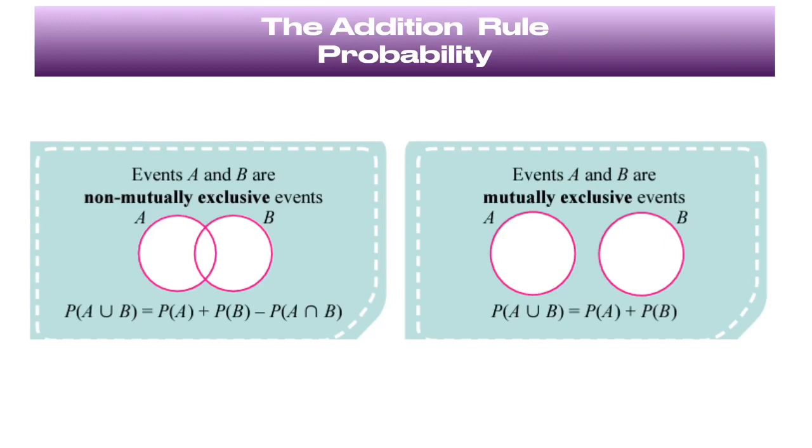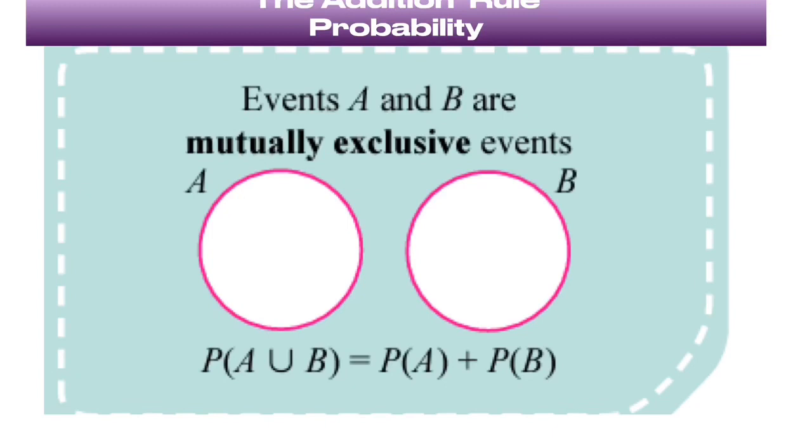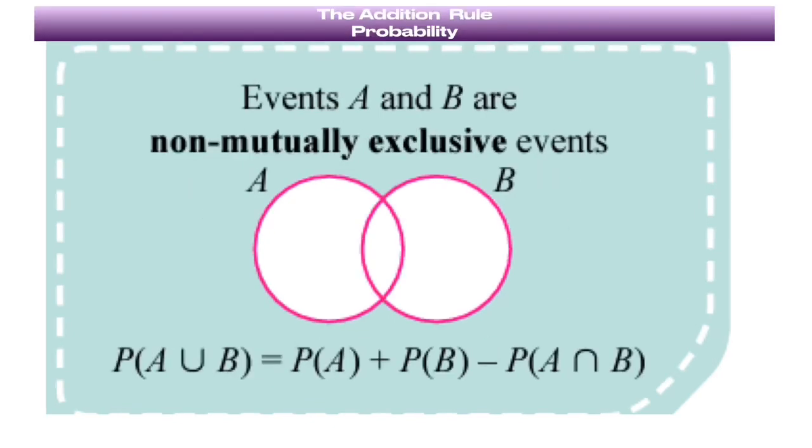Okay, again, event A and B are mutually exclusive events. So the probability of event A or B is just equal to probability of event A plus probability of event B. Event A and B are non-mutually exclusive events. So the probability of event A or event B is equal to probability of event A plus probability of event B minus probability of event A intersect with event B.